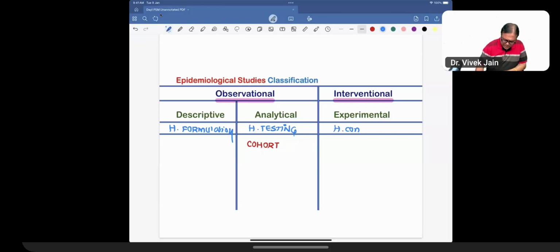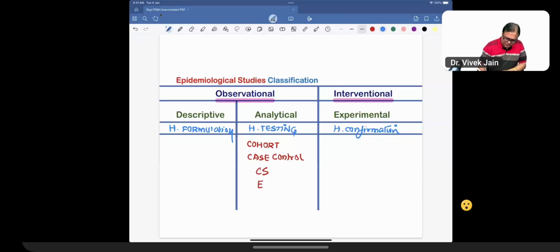And experimental are for hypothesis confirmation. A question directly comes in the paper: all are analytical studies except, or all are experimental studies except. Now, when you make a hypothesis by descriptive epidemiology, you can use any study design, cohort, case control, but actually cohort, case control, cross-sectional and ecological are mainly analytical types of studies.